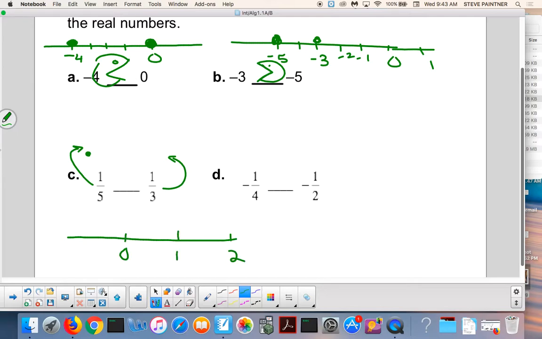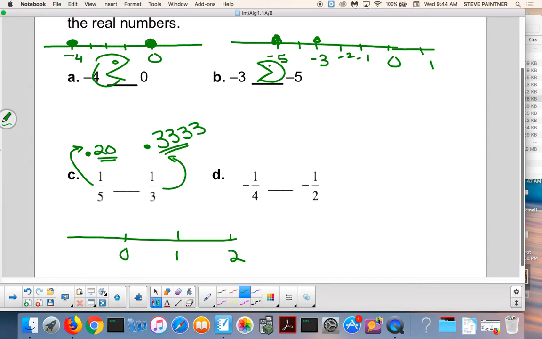Uh-oh, not talking. 1/5 as a decimal. 0.2. 1/3 as a decimal. It's not 0.3. It's actually 0.333, right? Okay. So if I were you guys, I would put a 0 behind the 2, and I put a couple 3s. That way you can think of money. 20 cents versus 33 cents.